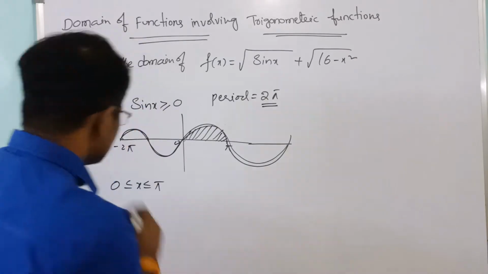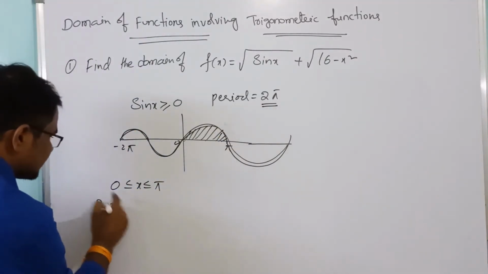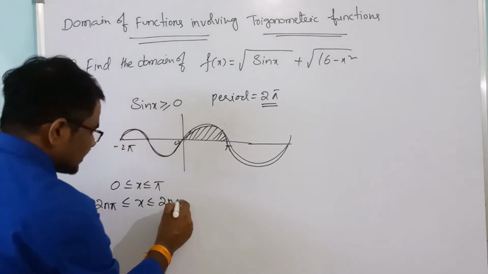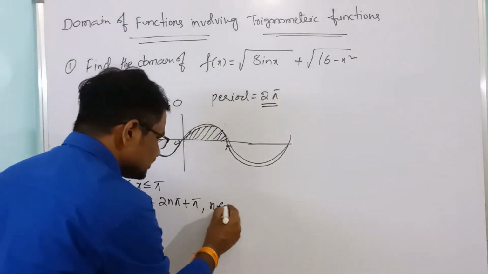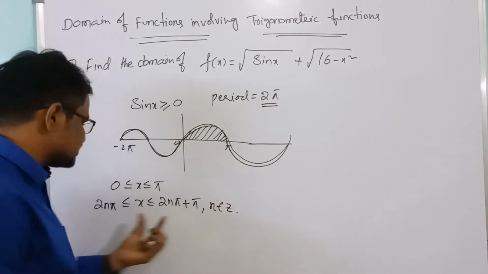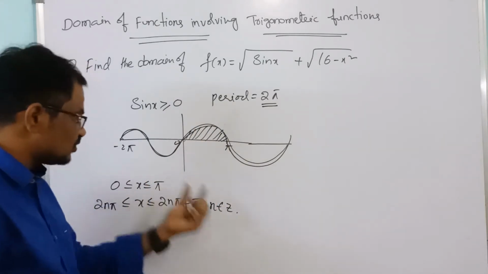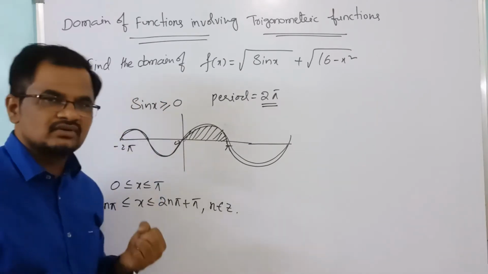So that's why we add 2nπ: 2nπ ≤ x ≤ 2nπ + π, where n belongs to the integers. If n = 0, you get this interval. n = 1 gives one more interval, n = 2, and like that you will get all the intervals where sin x is greater than or equal to 0.